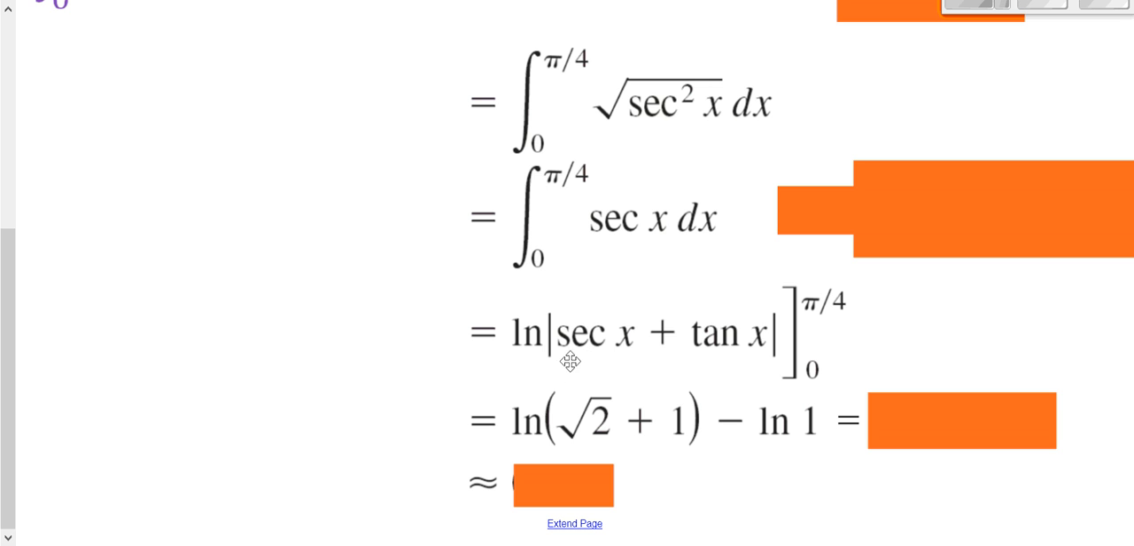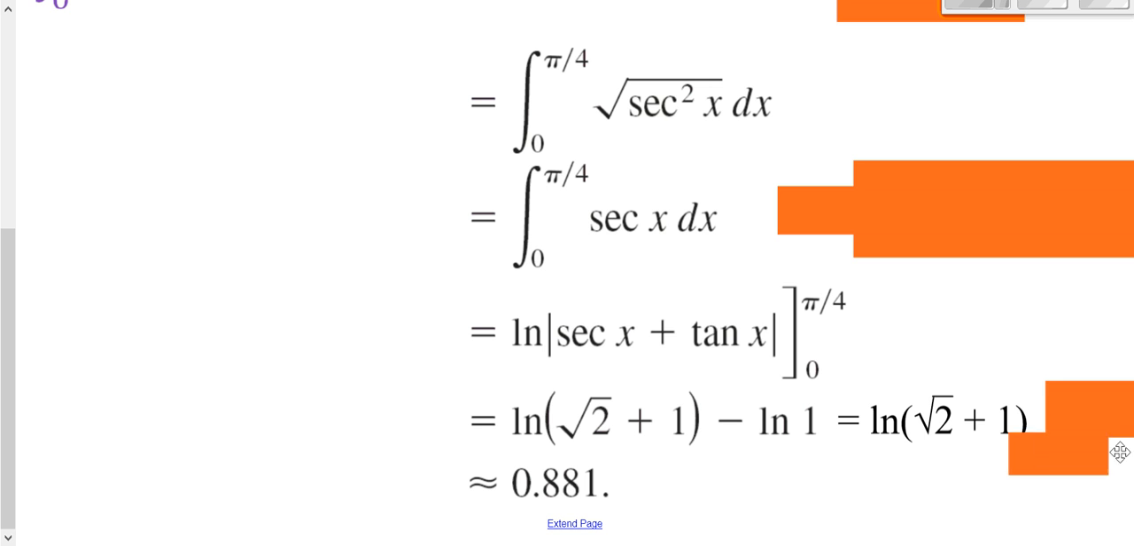Well, when we plug in 0, the whole inside goes to 1. Hopefully you remember that the natural log of 1 is 0. So we really just have this in front. If you wanted to do the approximation, you could. But for your test, make sure you do your exact answer, which would be over here on the right.